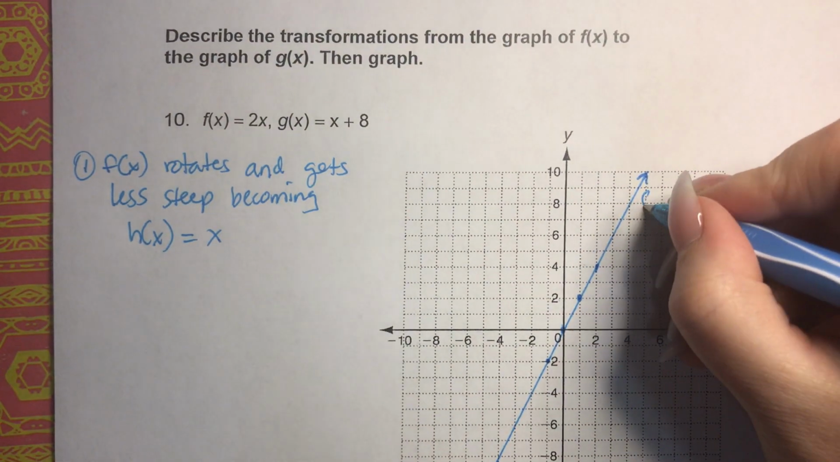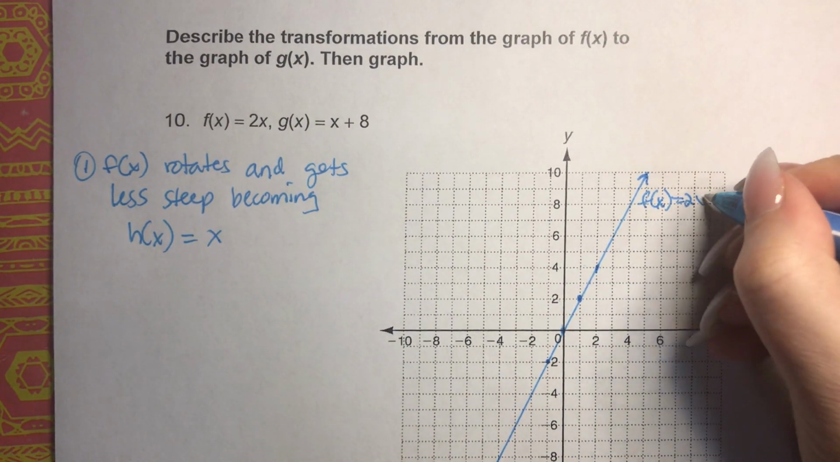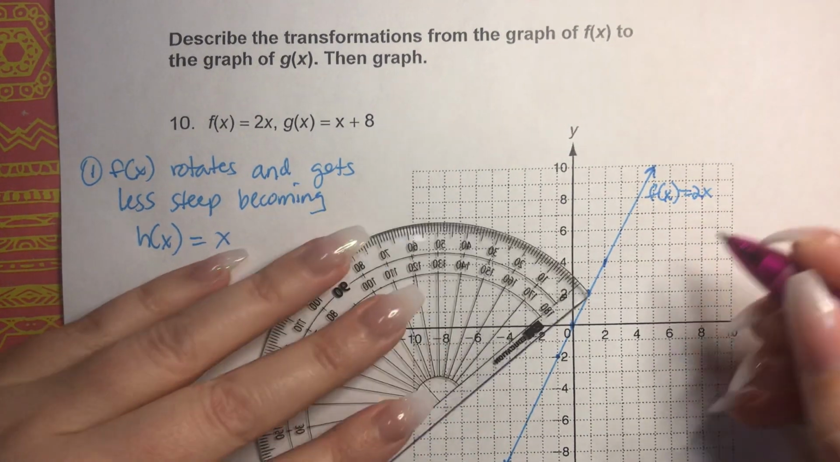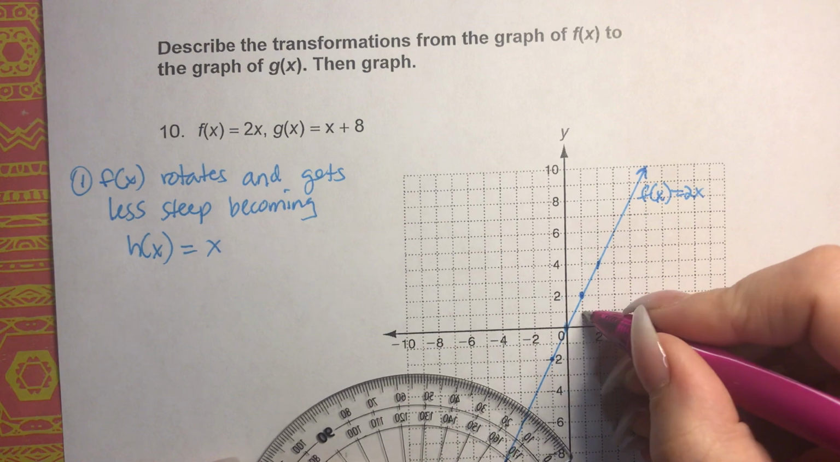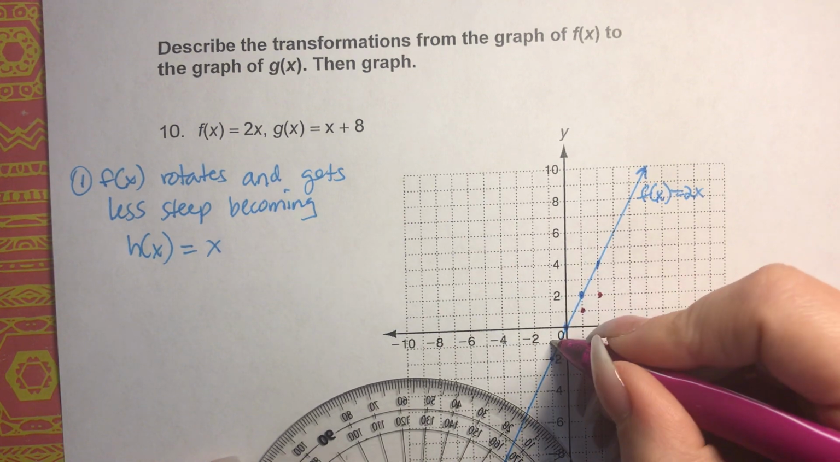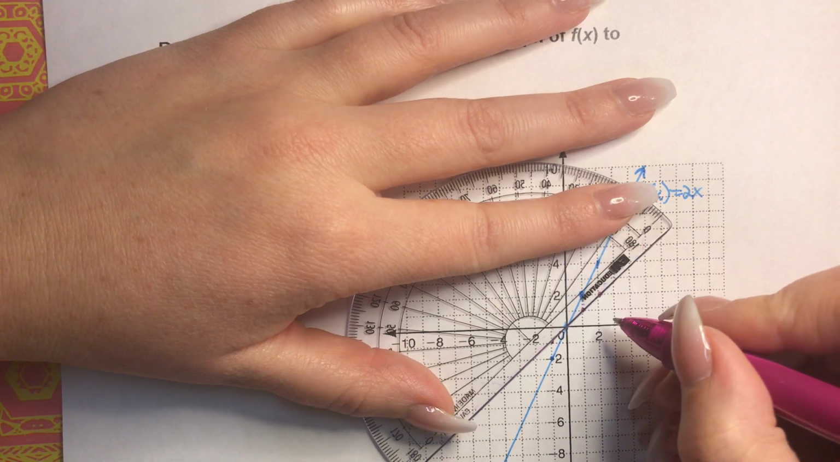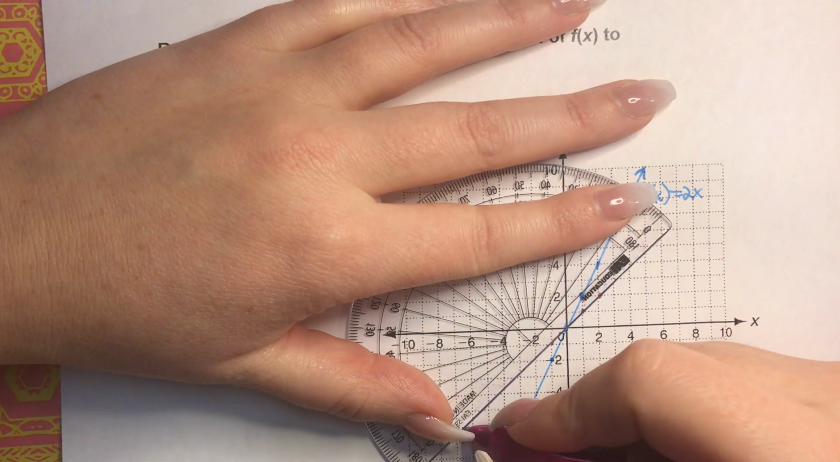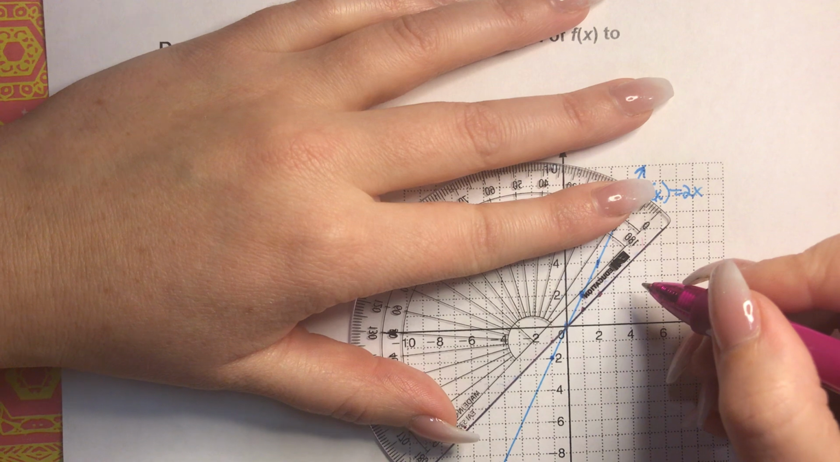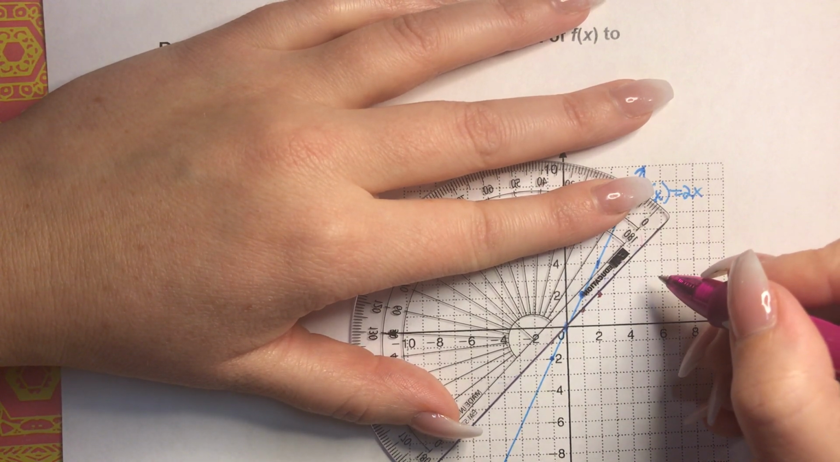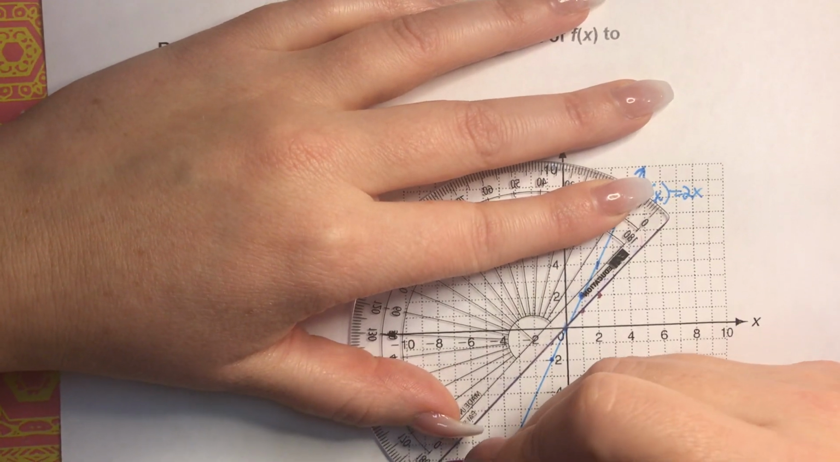And this is f of x equals 2x. And then we're going to draw in that h of x. The y-intercept is 0. The slope is 1 over 1, which would be right here.